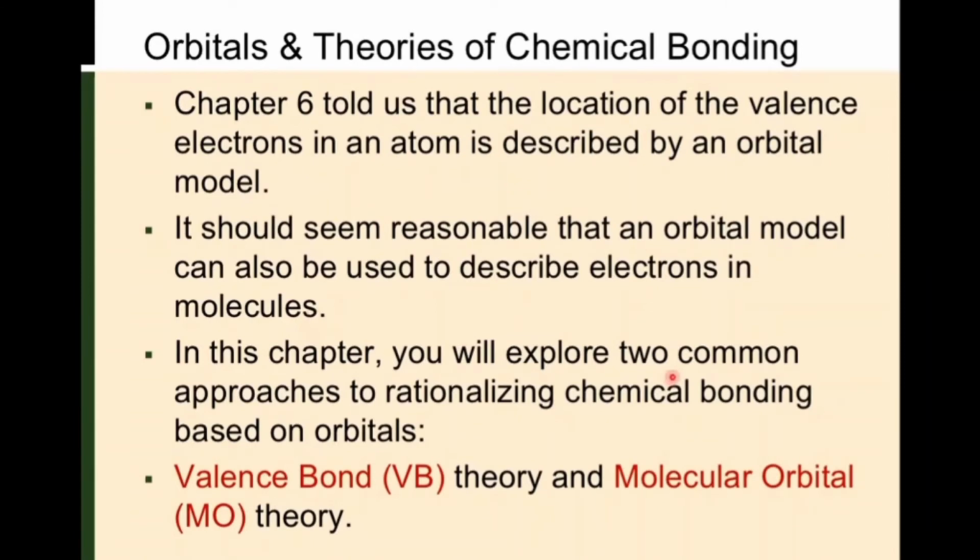In this chapter, you will explore two common approaches to rationalizing chemical bonding based on orbitals. One is valence bond theory. So that's the one that we'll spend most of our time talking about. And the other is molecular orbital theory, which is a more detailed theory, but it's not really something that we're going to go into too much detail here.